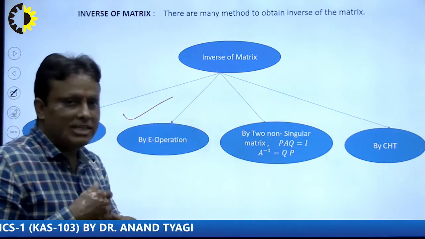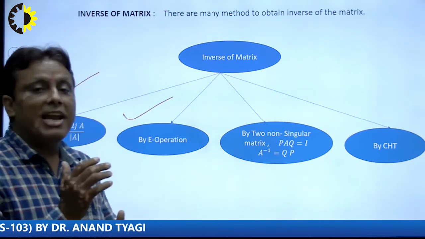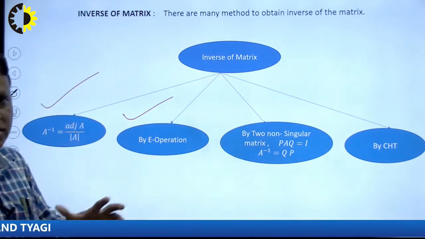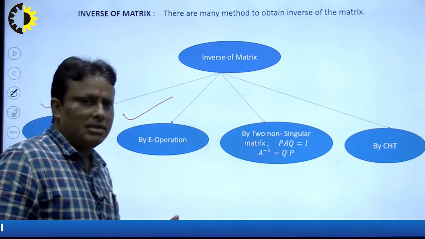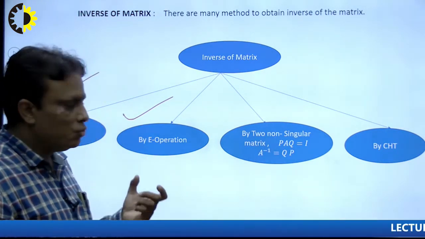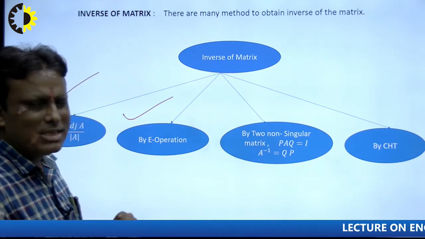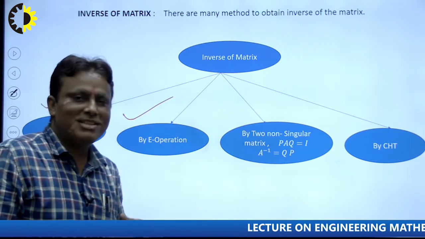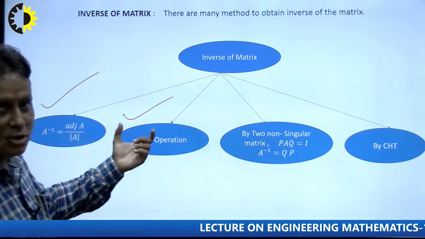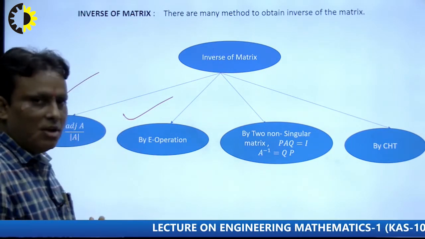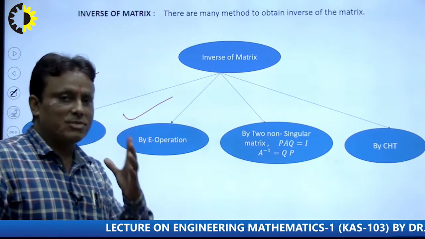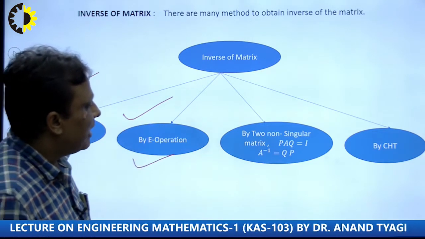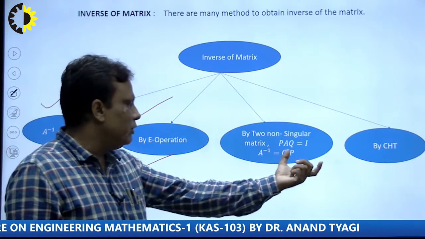We studied just now the elementary row operation and column operation. Here we use the elementary row operation. Students study this method in the 12th level, but in the 12th standard they avoid this type of method because it is not the proper way there. There we use only elementary row transformation. And another method is by two non-singular matrices, PAQ is equal to I, and A inverse is equal to QP.